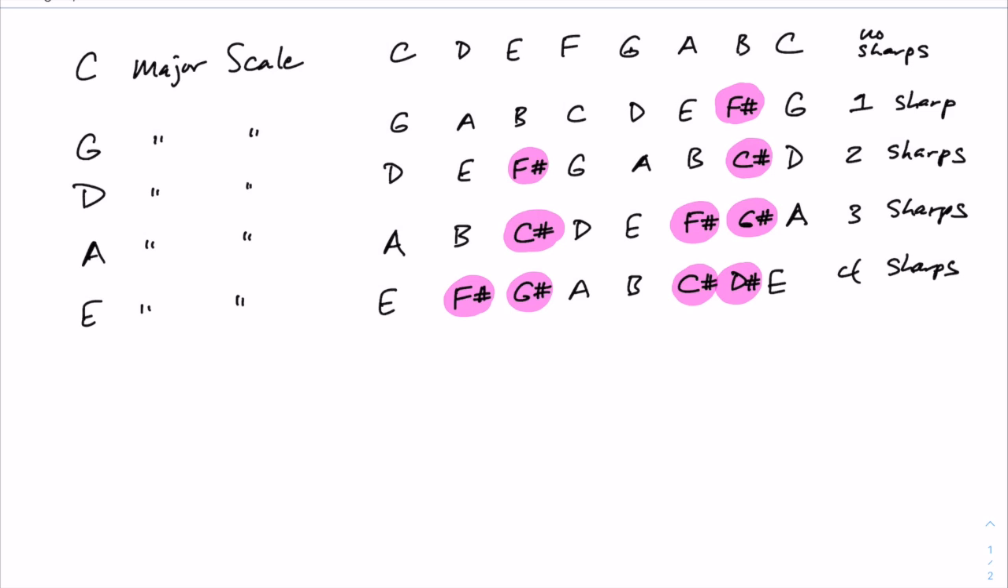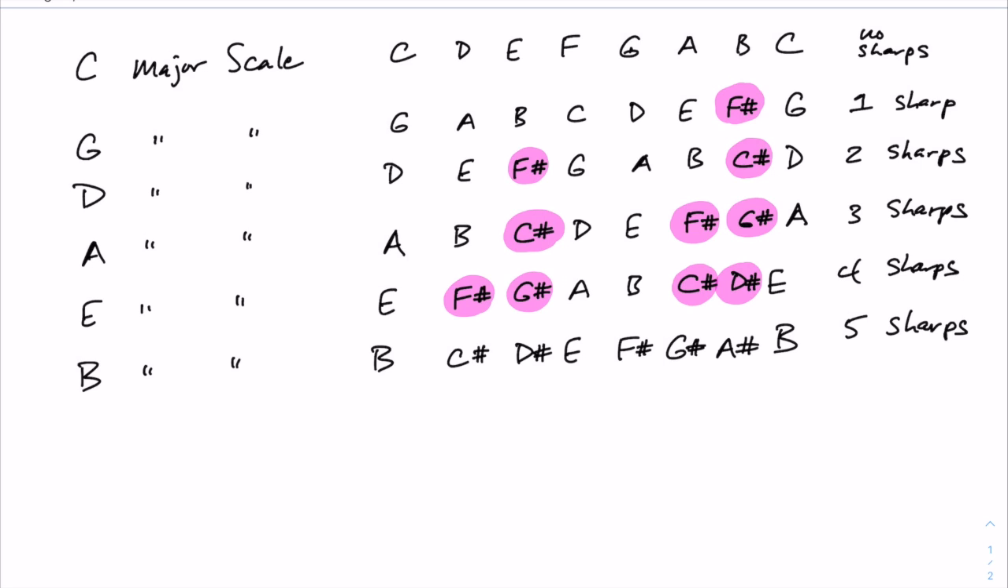So cool. What's the 5th note of the E major scale? B, which will be our next major scale, which will have 5 sharps. B, C, D, E, F, G, A, B. It will have the F sharp from the G major scale, the C sharp from the D major scale, the G sharp from the A major scale, the D sharp from the E major scale. And now what's the note before B? A. So this will also have an A sharp, which gives us our 5th sharp.